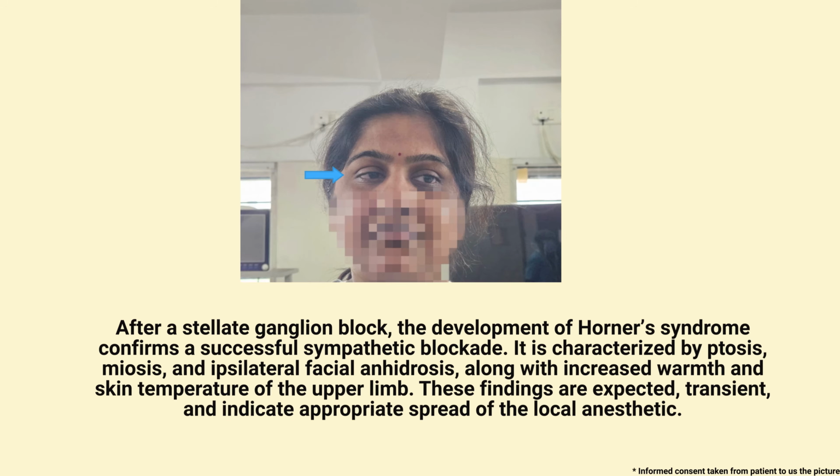This is the post-procedure picture of the patient, where you can see ptosis on the side where the block was given, which confirms Horner syndrome, and more than 70% pain relief was there in the upper limb, which confirms this CRPS pain is sympathetically mediated.